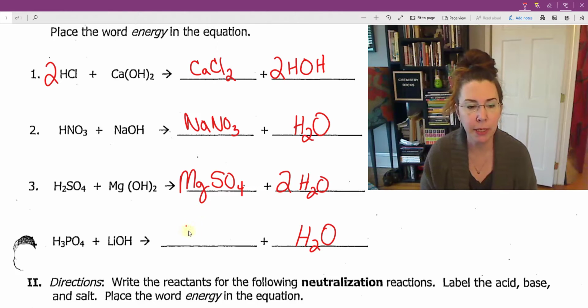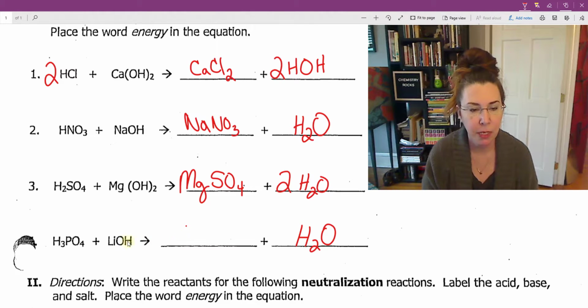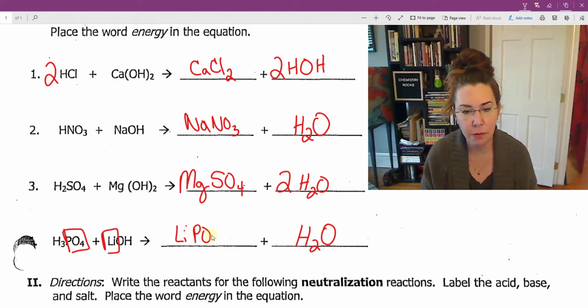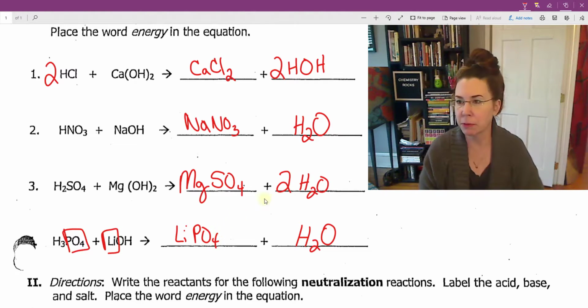All right, let's go to number 4. Number 4 stumped a few of you, and it was in the writing of your salt that you had the issue. So we know we're going to be combining lithium and the phosphate, right? So LiPO4. A bunch of you left it there, and there's a big problem with that.